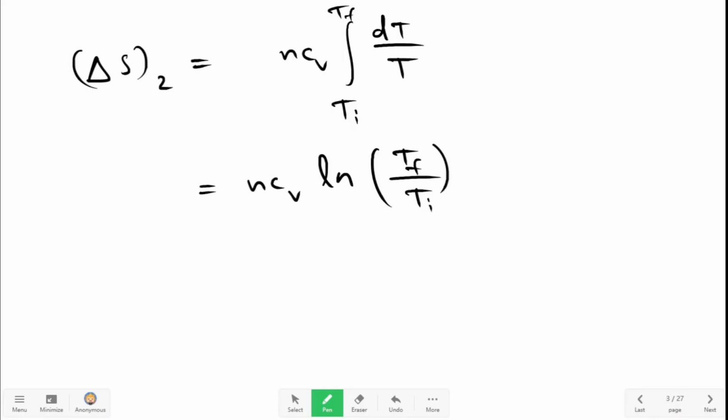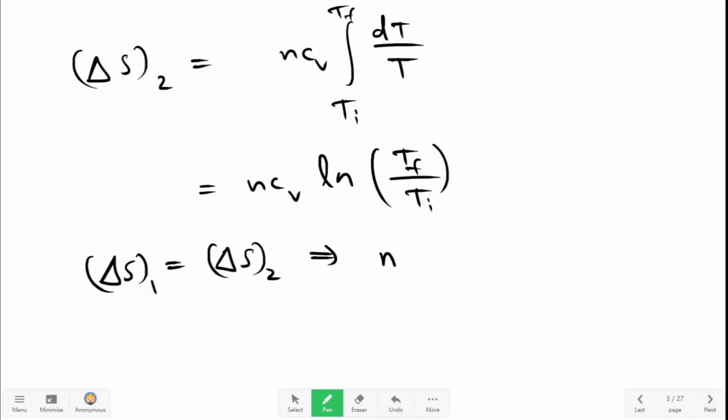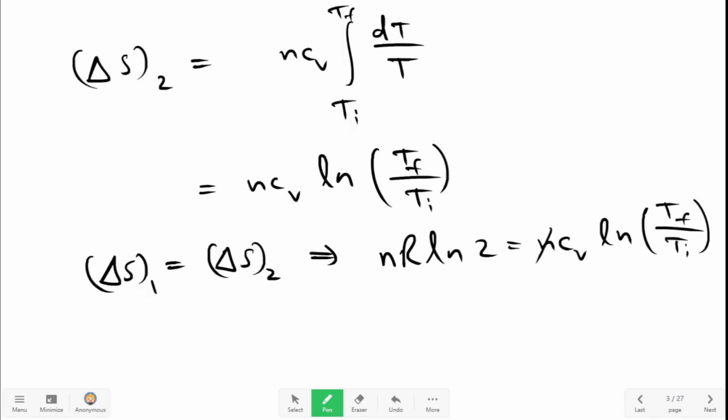Now we are given that the change in entropy for first process and change in entropy in second process both are equal. This implies nR ln 2 is equal to nCv ln Tf upon Ti. n gets cancelled. Let's find the value of Cv.